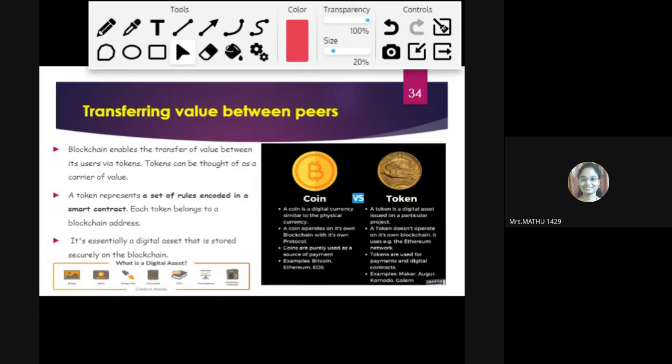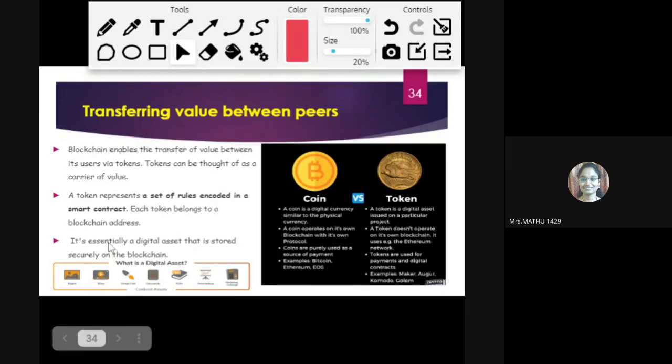And with this token, in blockchain we will be able to do the transfer of value in terms of tokens. So what is this token? It is a digital asset. What may this digital asset be? It may be anything. It may be a document, or a video, or an image. You could see in the picture here. So it may be anything.